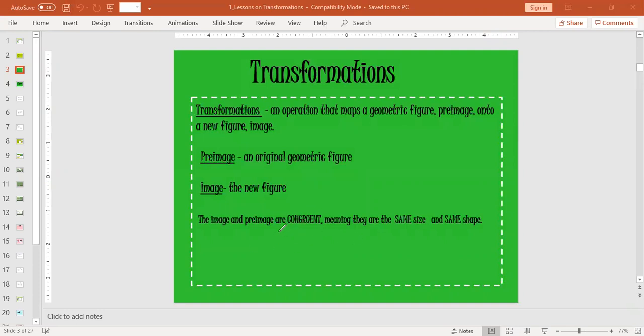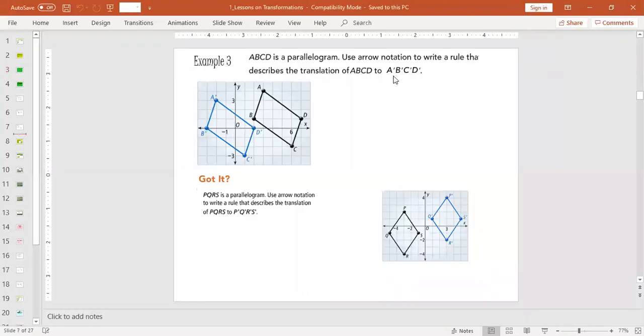The most important thing to remember about this is that they are always congruent, meaning that they stay the same size and the same shape. The size and the shape do not change, it's just the direction or where it is on the graph, okay? So I'll do a couple quick examples for you, a little bit of extra practice that we didn't get to in class. This one is on a translation.